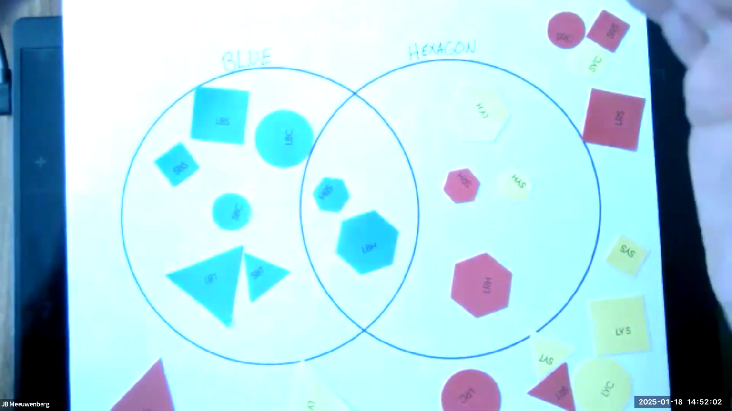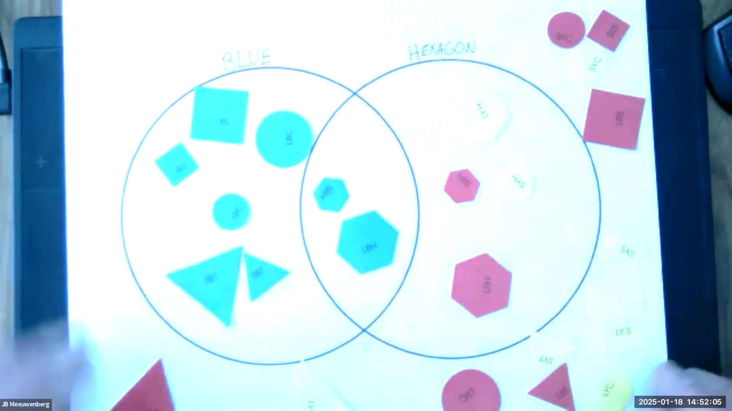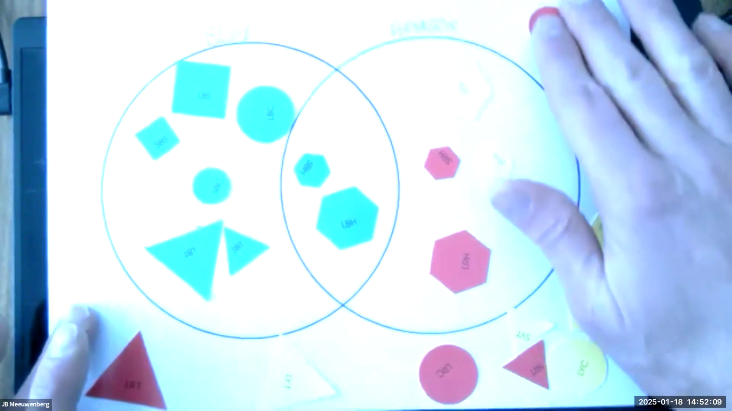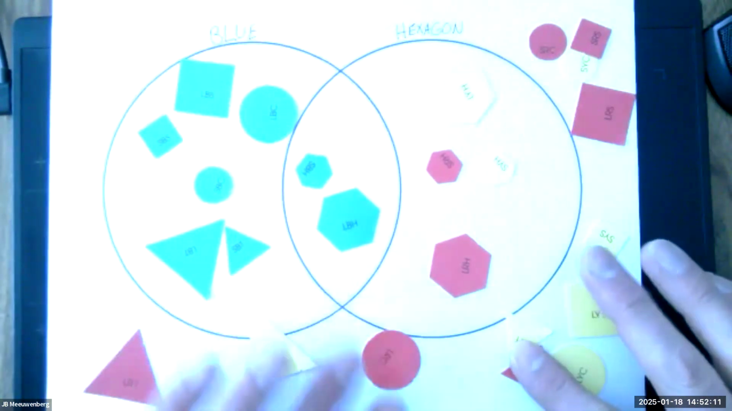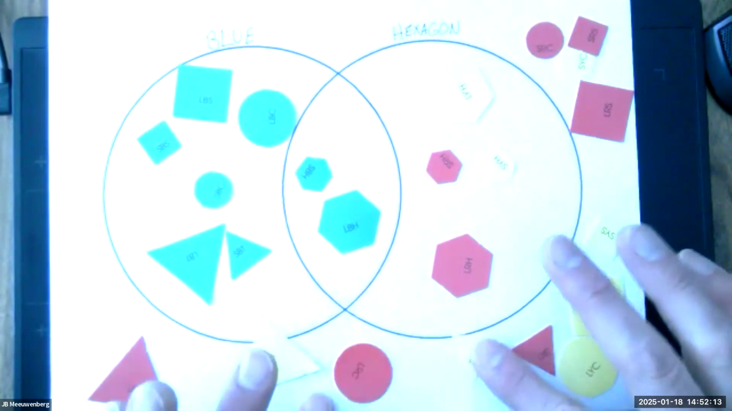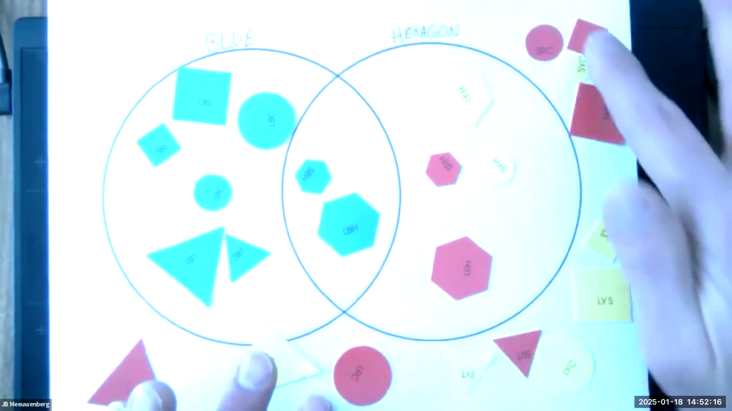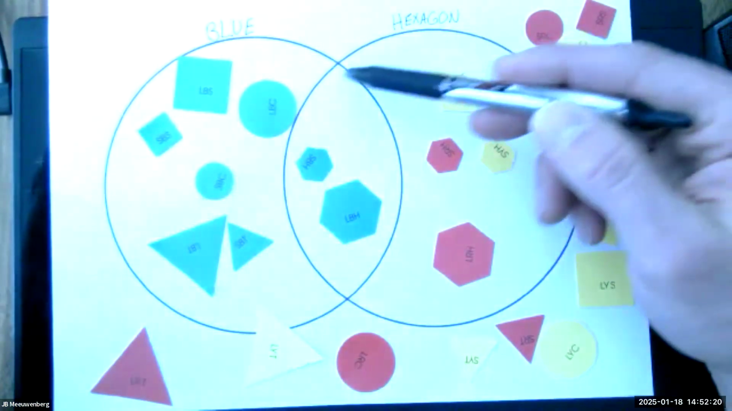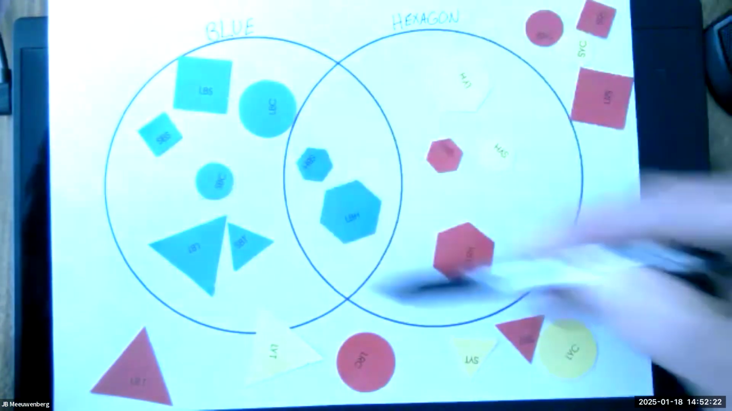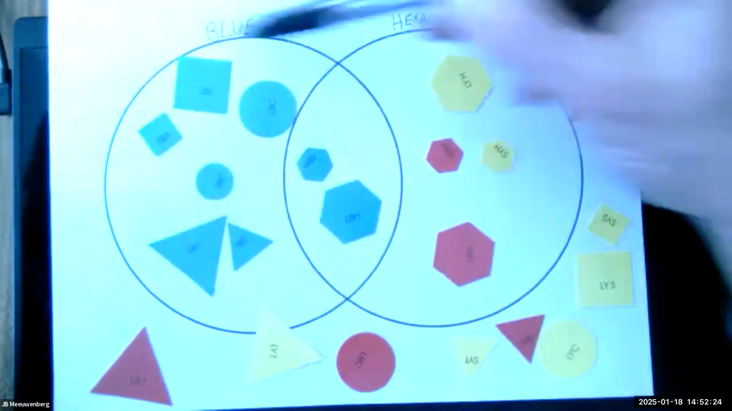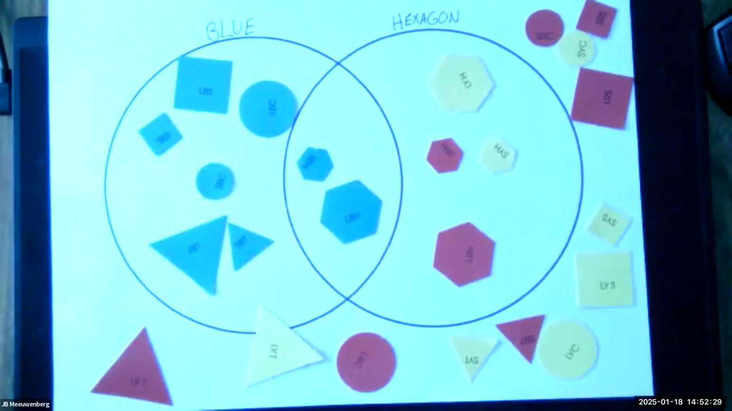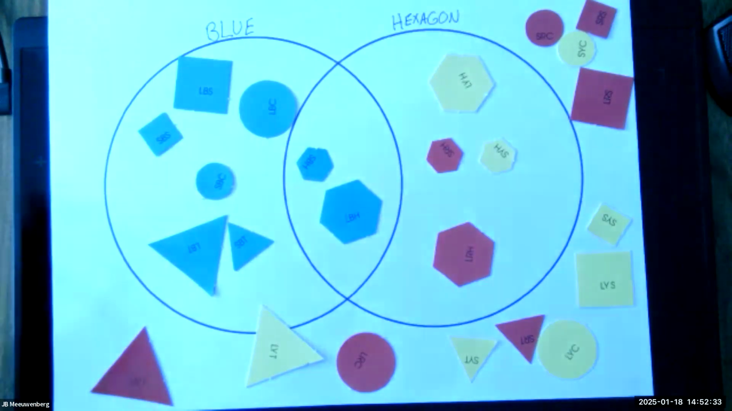And this is what our arrangement should look like now, right? Where we have, let me scooch this up so you can see all my pieces, okay? We have all these other attributes, things that are red and yellow, triangles, squares, and circles outside the circles. But then inside, all of our hexagons are here, and all of our blue pieces are over there. All right? Okay. So I've got one more task I want you to do.